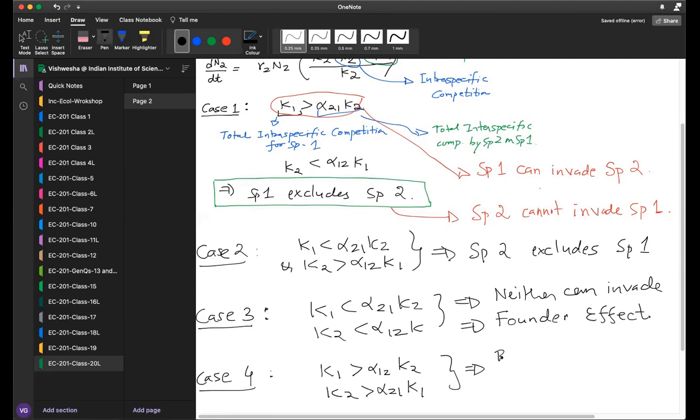Okay, both can invade. What does that mean? If I start with species 2 at its carrying capacity K2, species 1 can invade. Conversely, if I start species 1 at K1, species 2 can invade. So this leads to what we call coexistence. Okay, any questions now?